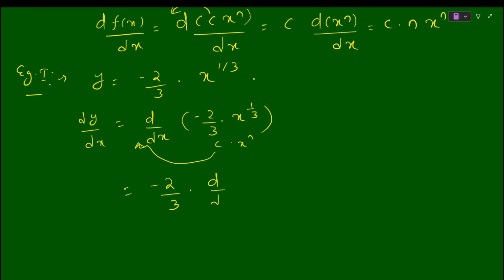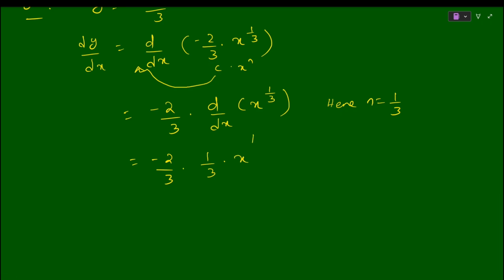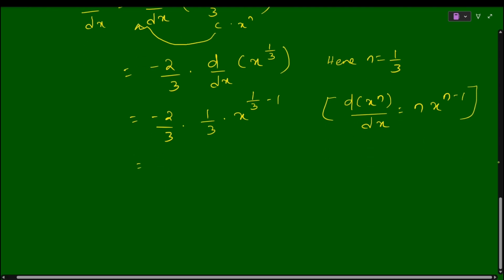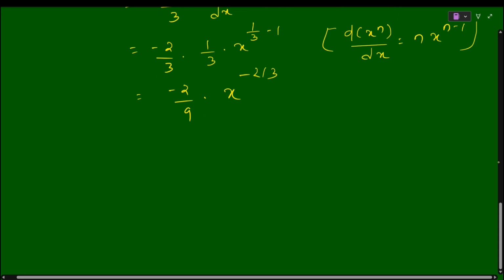Now this derivative is of x to the power 1 by 3. Here the value of n is equal to 1 by 3. So the derivative value will be n x^(n-1). What is the formula? It is n x^(n-1). Let's solve further. It is minus 2 by 9. Now this value is minus 2 by 3. So let's try another problem.